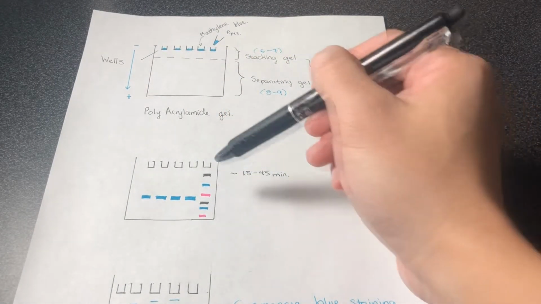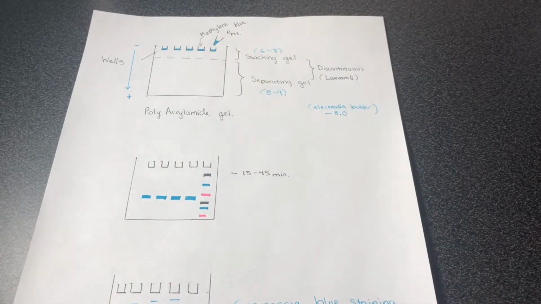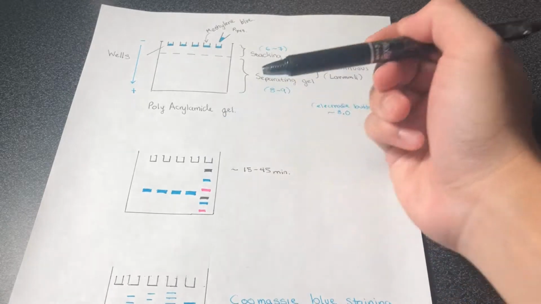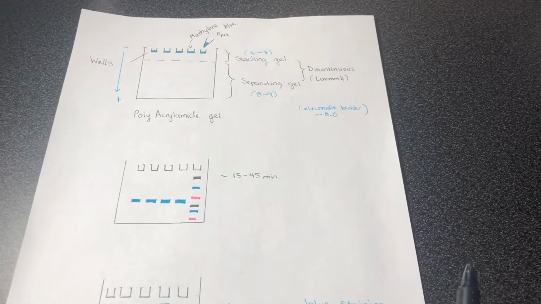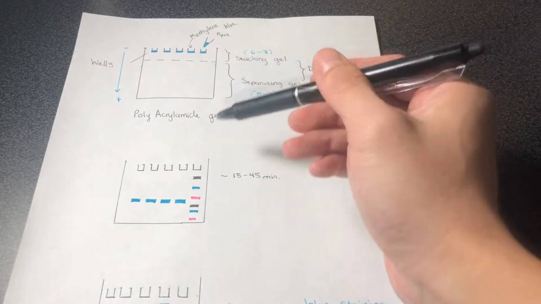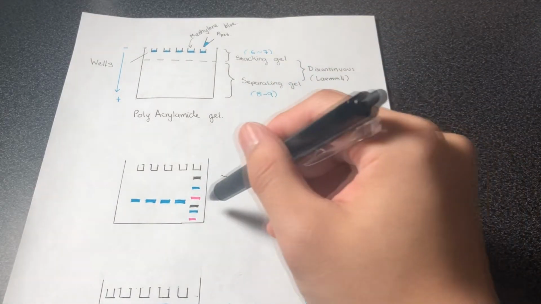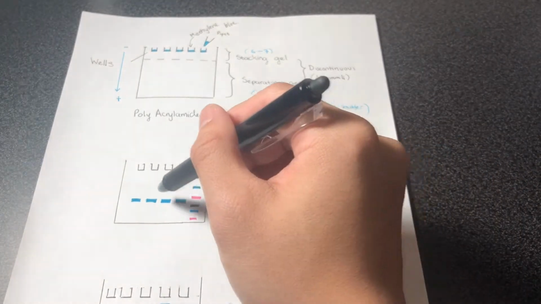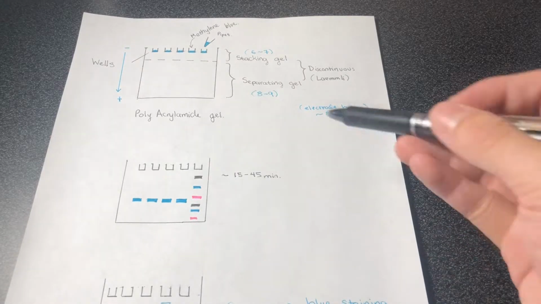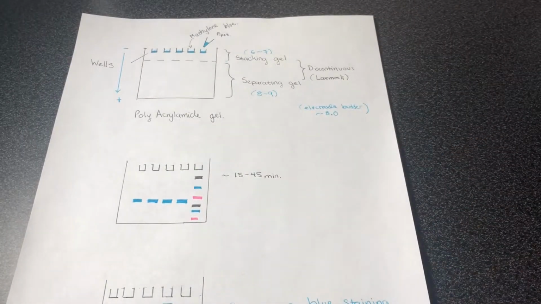For example, if each one was 100, so if there was a bar right next to this one, you could say that the molecular weight is 100 kilodaltons. If it was next to this one, it would be 200. So if I said this was 300, the next one's 400, all these in between should be 300 to 400.